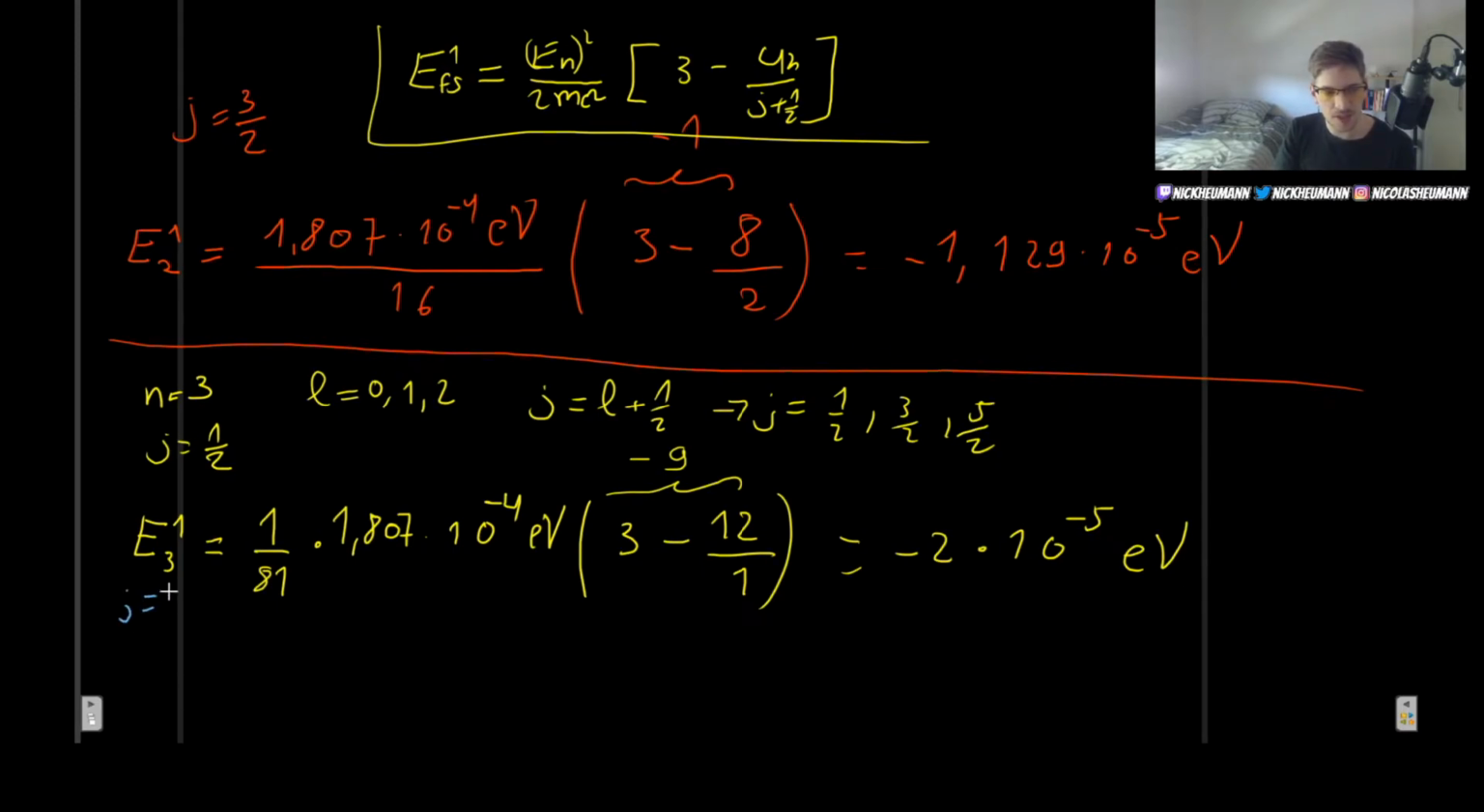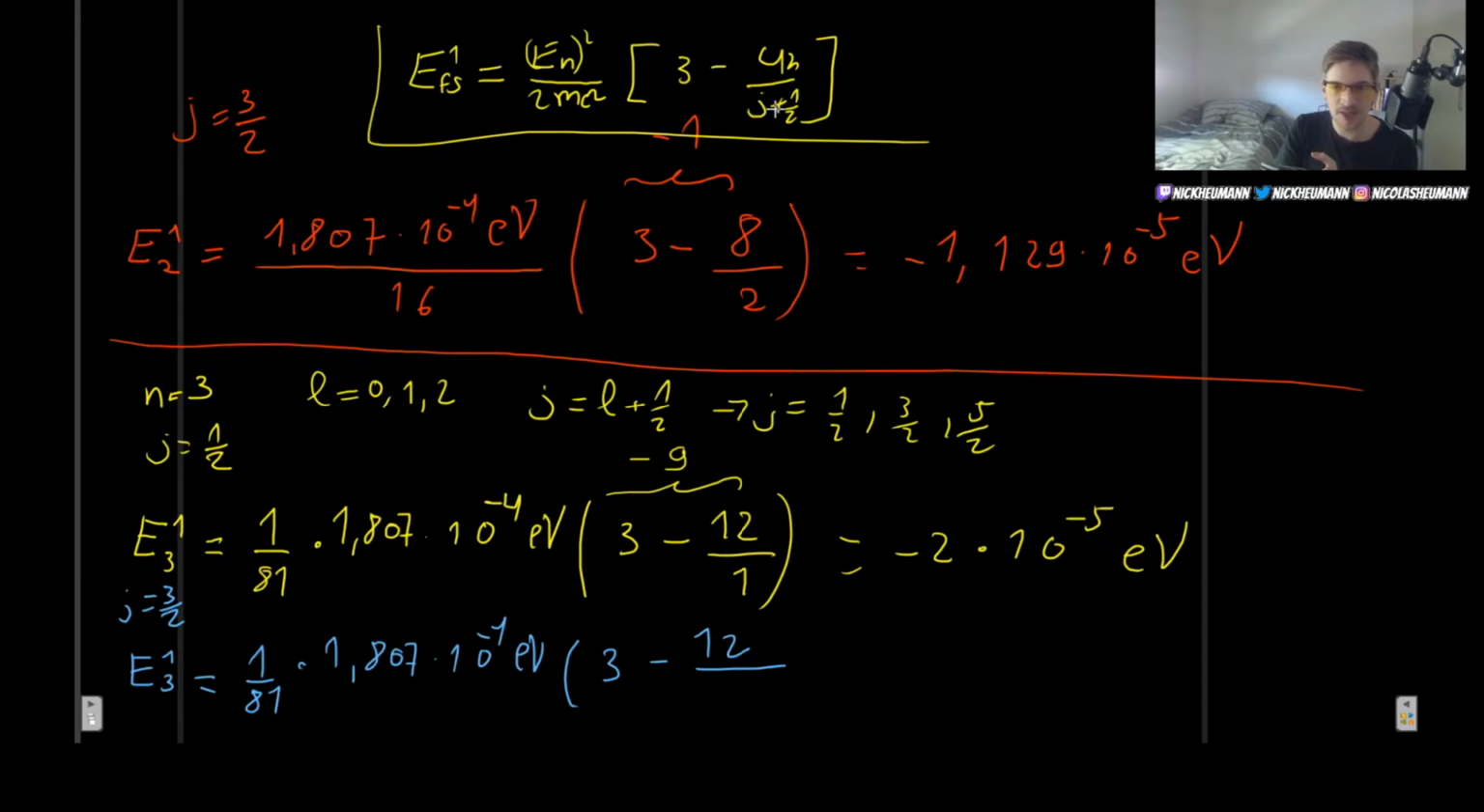So for j equals 3/2, the correction would be 1 over 81 times 1.807 times 10 to the minus 4 eV, right? This part didn't change at all, times 3 minus 12. So far, nothing has changed. The only thing that changes is down here. So instead of 1/2 plus 1/2, which is what we had before, now we have 3/2 plus 1/2. So that is 2. So now it is 3 minus 6, which is minus 3.